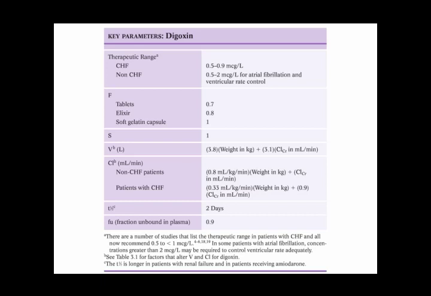And of course, if a patient is having renal dysfunction or receiving amiodarone, the half-life will be longer than 2 days. You will need to also look for other drug interaction or disease interaction. Hyperthyroidism and hypothyroidism are very significant factors that affect clearance of digoxin as well.